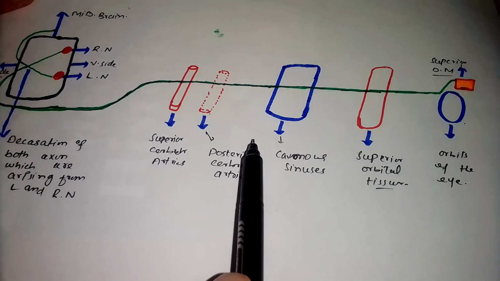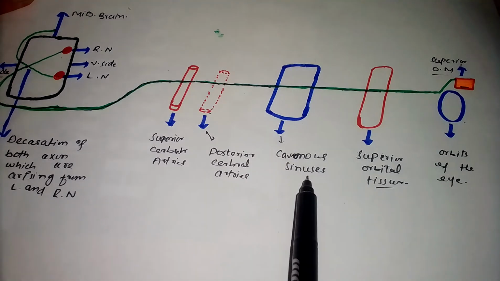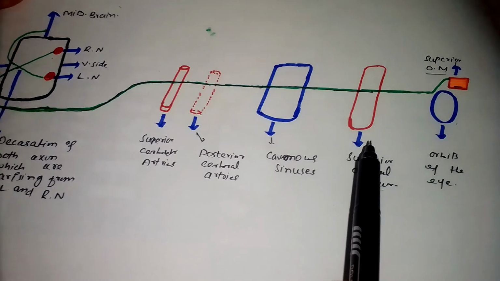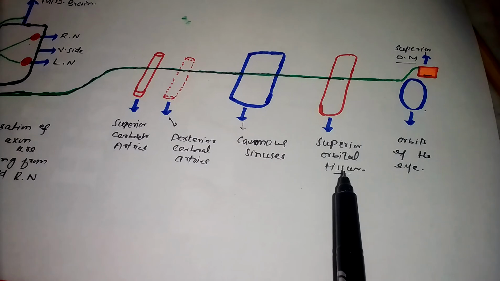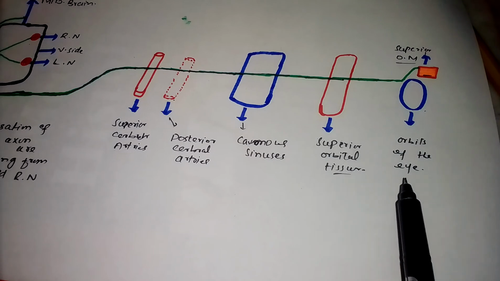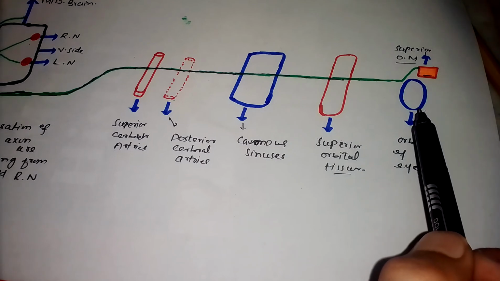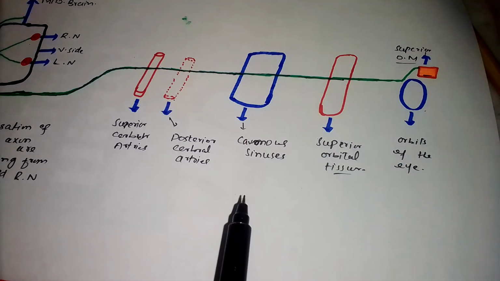When they move between these arteries they will pass on the lateral side of the cavernous sinus. Okay, this is the cavernous sinus. After this they will move toward the lateral side of the superior orbital fissure. When they move toward the lateral side of the superior orbital fissure they will reach the orbit of the eye. When they reach the orbit of the eye they only supply the superior oblique muscle. Okay, this is the diagrammatic explanation of the trochlear nerve.